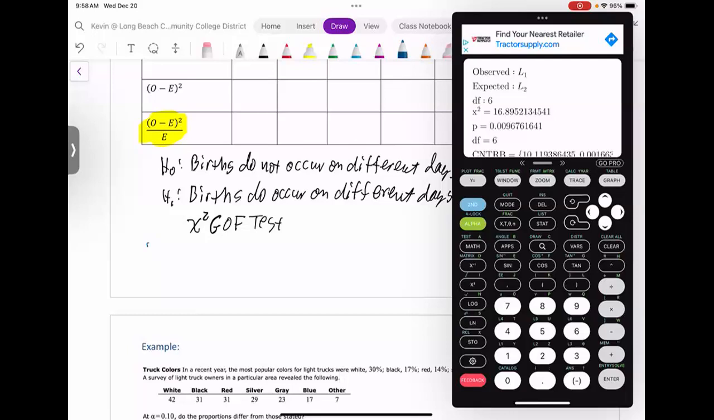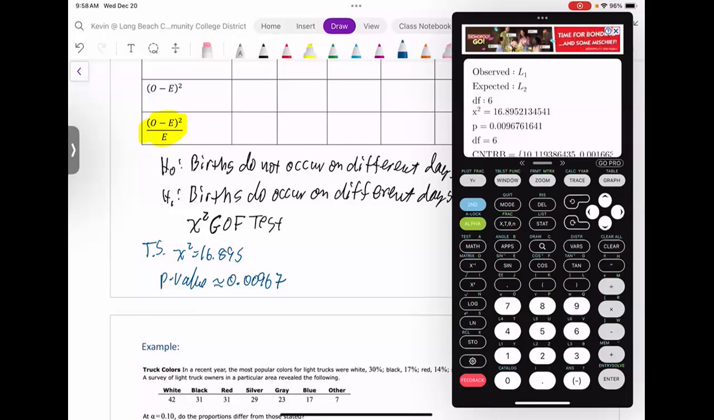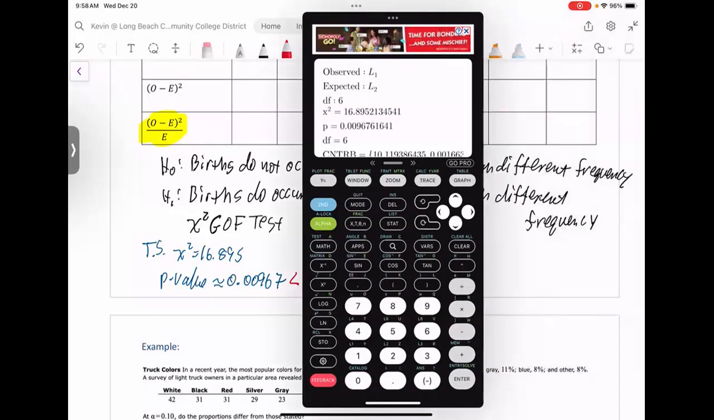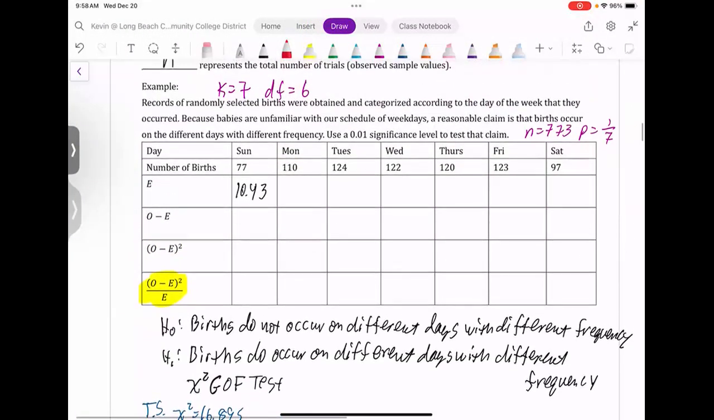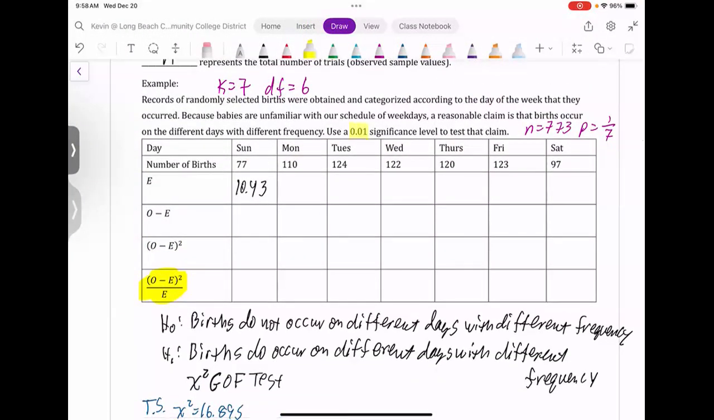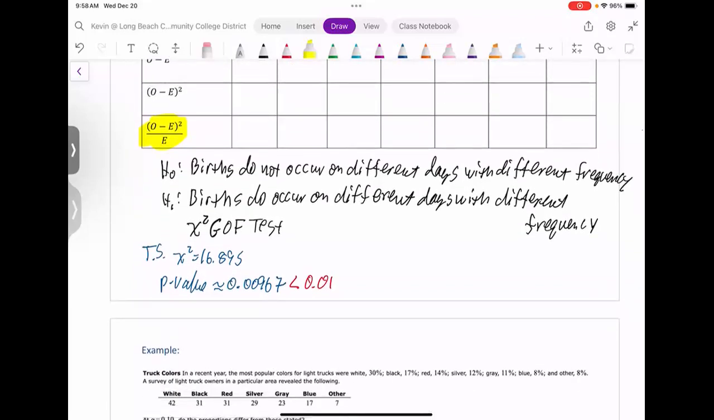So our test statistic is chi-squared equals 16.895, and our p-value is 0.00967. And I want to point out that that is definitely a little bit less than my alpha, which is 0.01. Let's find our alpha. There's our alpha there. And because our p-value is less than our alpha, we are going to reject the null hypothesis.